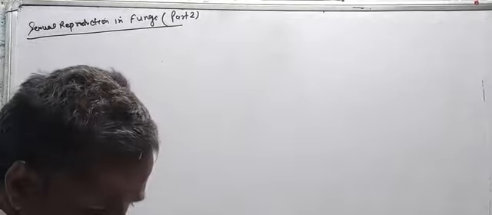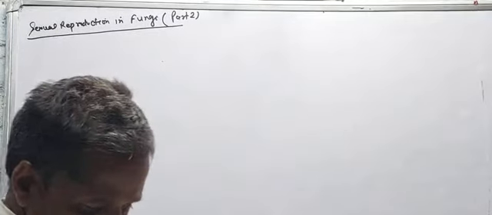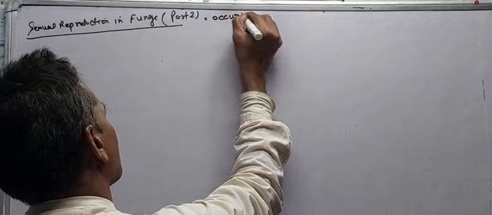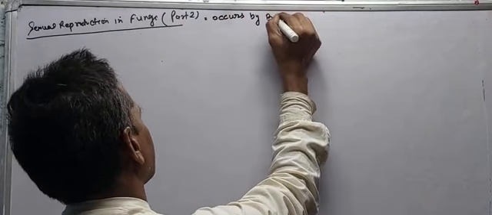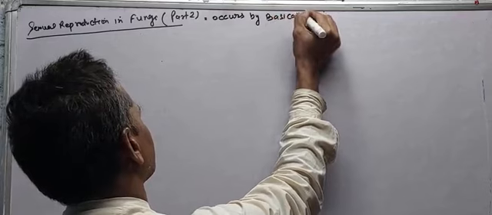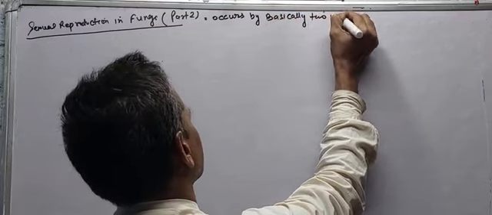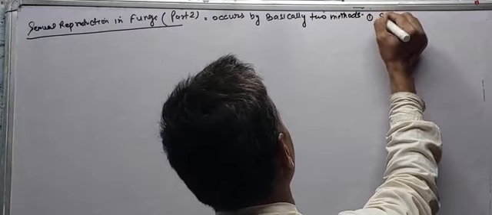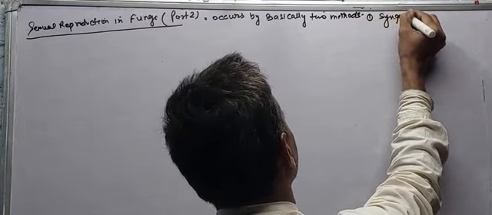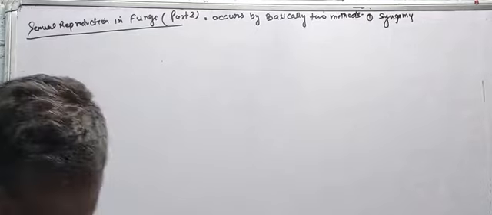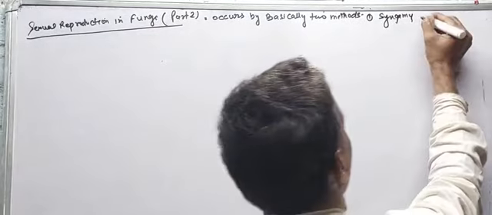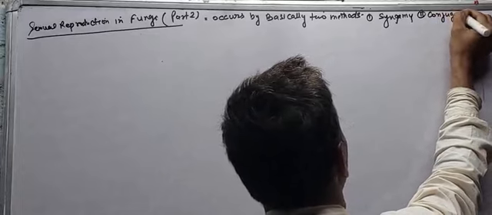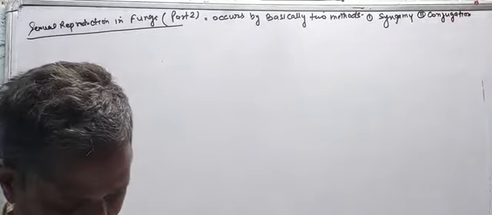Sexual reproduction occurs by basically two methods. Number first, syngamy. Number second, conjugation.